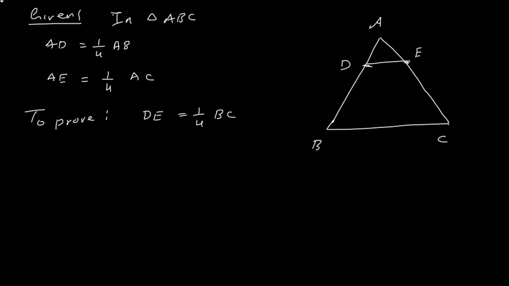What I am thinking is that I will take the midpoint of AB as P and the midpoint of AC as Q and join them. Then D will become the midpoint of AP, and E will become the midpoint of AQ. Then by the midpoint theorem, DE will be half of PQ. And since P is the midpoint of AB and Q is the midpoint of AC, PQ is half of BC. So using 1 and 2, I will prove that DE is 1 by 4 of BC.